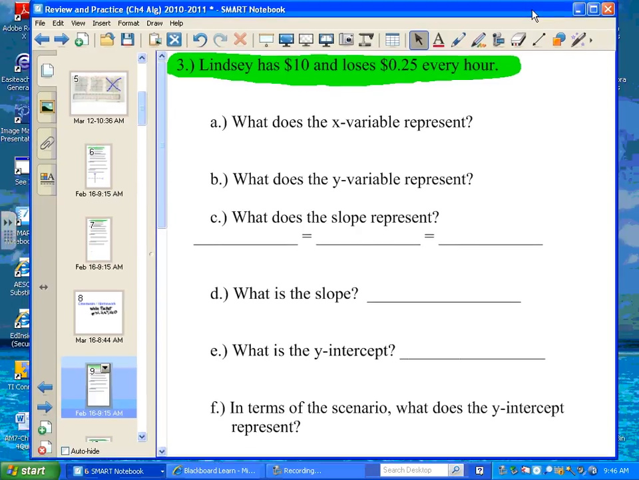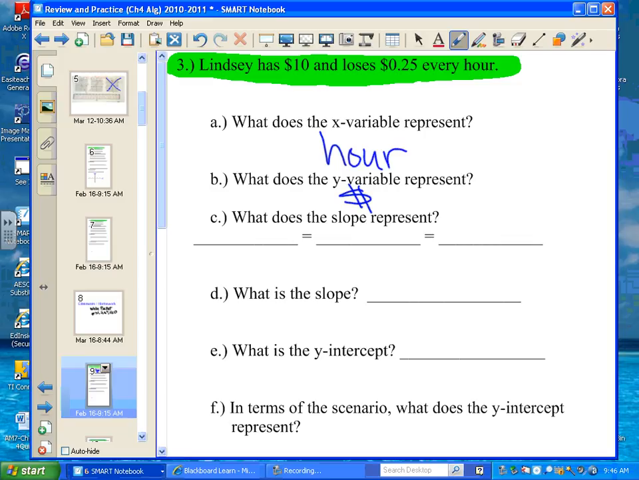In your white packet, number 3 says, Lindsay has $10 and loses 25 cents every hour. So who can tell us what does X represent in this scenario? Trevor. Good. Who can tell us what Y represents? Jackie. Good. Dollars or money. I always abbreviate. So let me just slow down for 1 second there. So X is hour, Y is money.